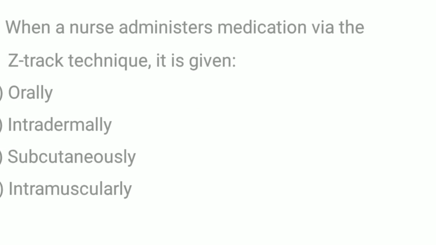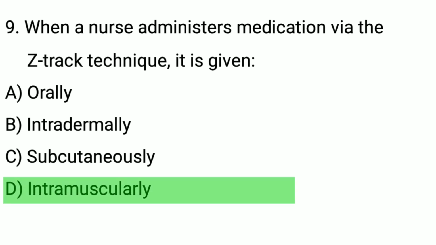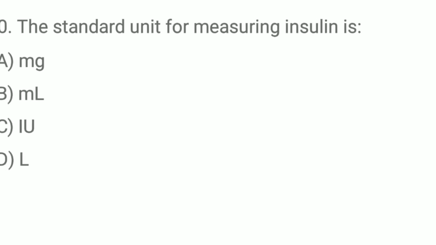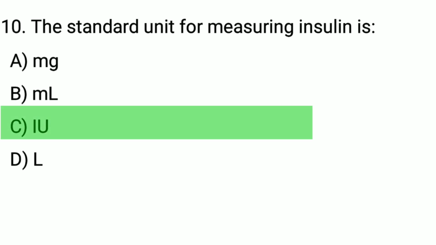Question number 9. When a nurse administers medication via the Z-track technique, it is given. The right option is option D, intramuscularly. Question number 10. The standard unit for measuring insulin is. The right option is option C, IU.